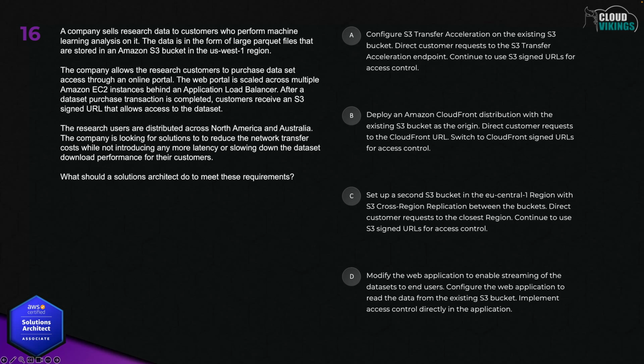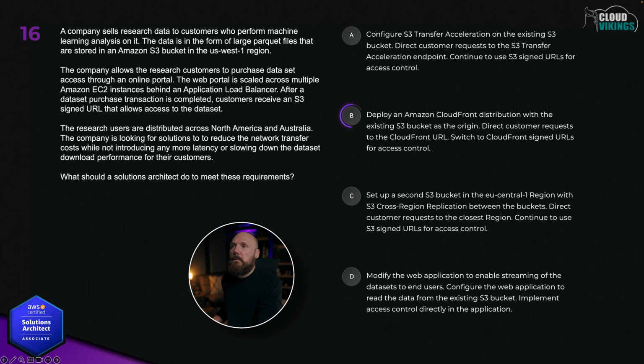C. Set up a second S3 bucket in the EU Central 1 region with S3 cross-region replication between the buckets. Direct customer requests to the closest region. Continue to use S3 signed URLs for access control. D. Modify the web application to enable streaming of the datasets to end users. Configure the web application to read the data from the existing S3 bucket, implement access control directly in the application.